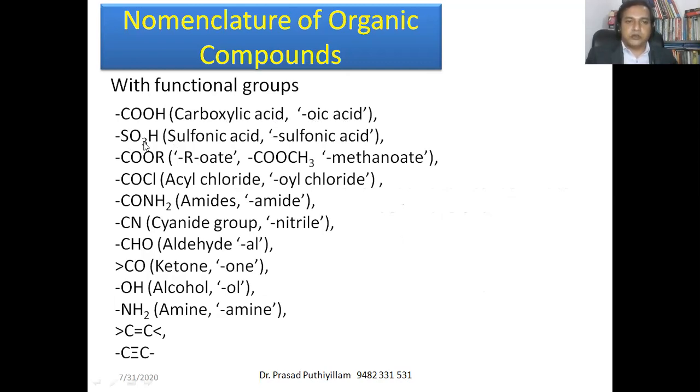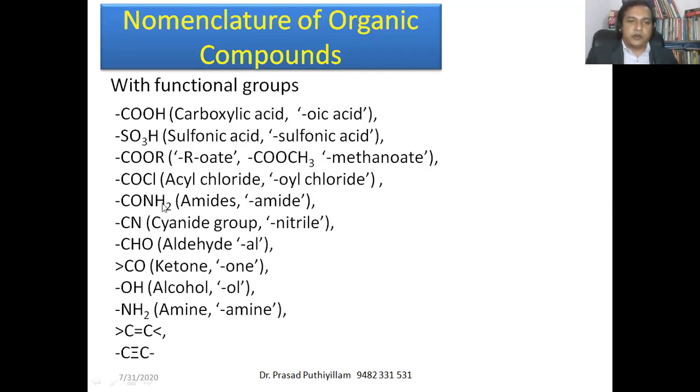Then the second one, SO3H, is sulfonic acid. When we give IUPAC nomenclature, the suffix of the molecule containing SO3H becomes sulfonic acid. Okay, this is COOR, where R represents an alkyl group, therefore it is -oate. If CH3 is in place of R, then we can call it methanoate. This is acyl chloride, COCl, that is -oyl chloride, taken from the acyl chloride.